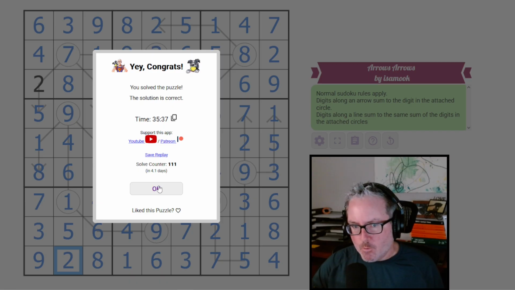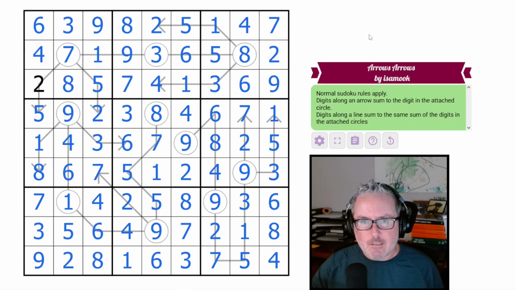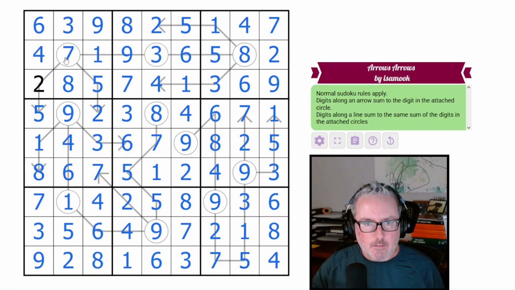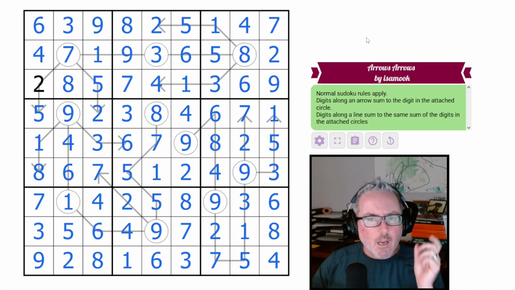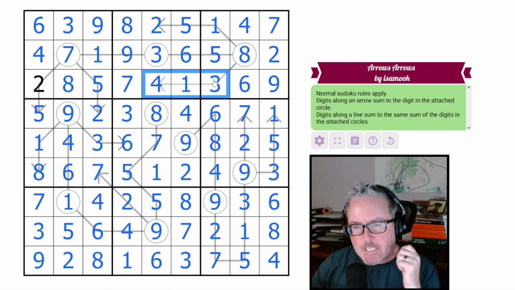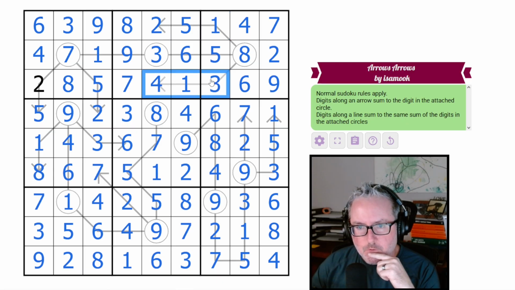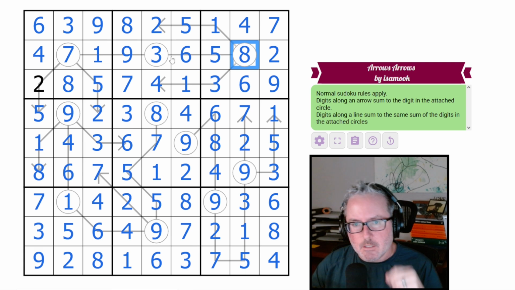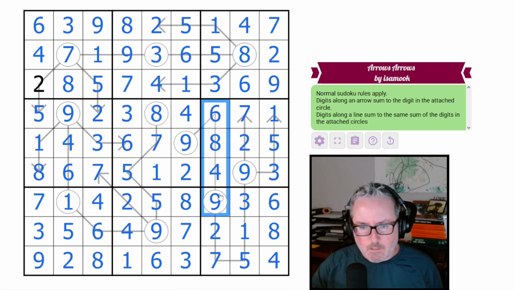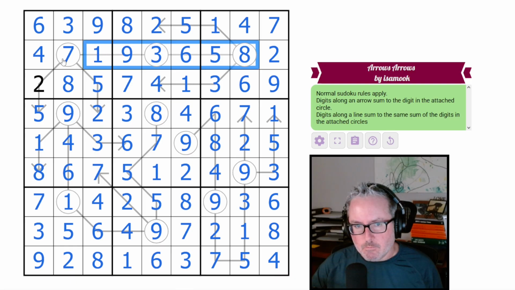111 solves in 4 days. Not huge, but not bad. 35 minutes ain't bad at all. Particularly since I got caught up in a couple of spots here, but I really did enjoy that puzzle. I don't know if we've seen one necessarily that's used the arrows directly with these other types of lines. We may have, I just don't quite recall if we did or not, but it all really worked out quite well.